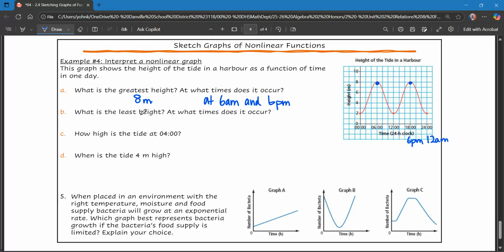Okay, letter B, what is the least height and at what times does it occur? So the least height would be 2 meters. And that is going to occur at midnight and noon and midnight and noon. So at 2 times, at 12 a.m. and 12 p.m. How high is the tide at 4 o'clock? So let's see, 4 o'clock would be right here. So if we follow up until we get to the graph and then go over till we get to the y-axis, it looks like it's 6 meters.